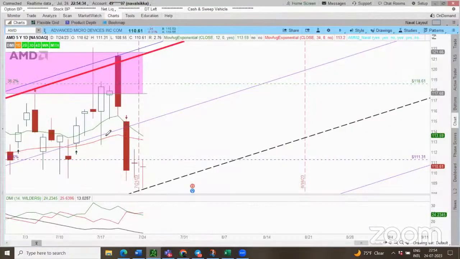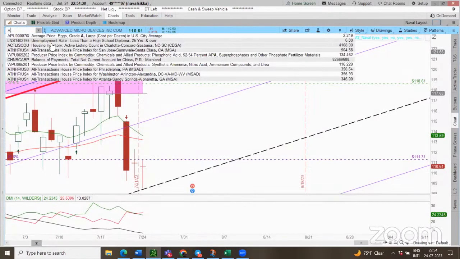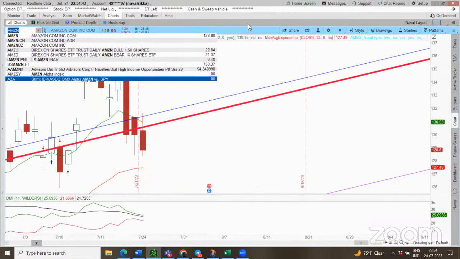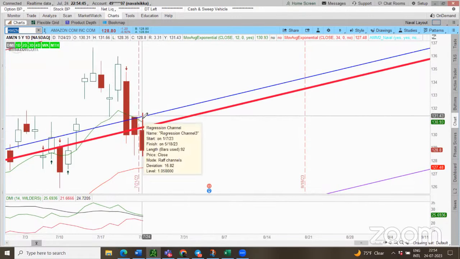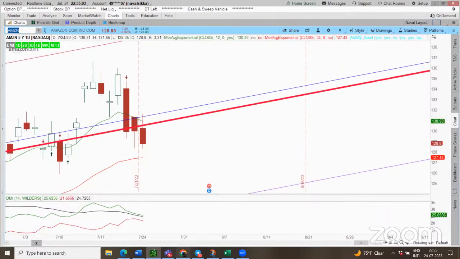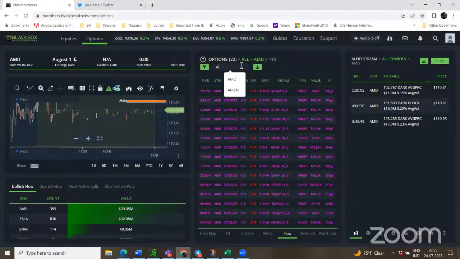Amazon. So yesterday I mentioned about Amazon that when Amazon comes around 131, just sell it. It will come and will face the resistance. So today high was 131.66. It failed. It made a high and new low, but it actually is showing significant weakness.